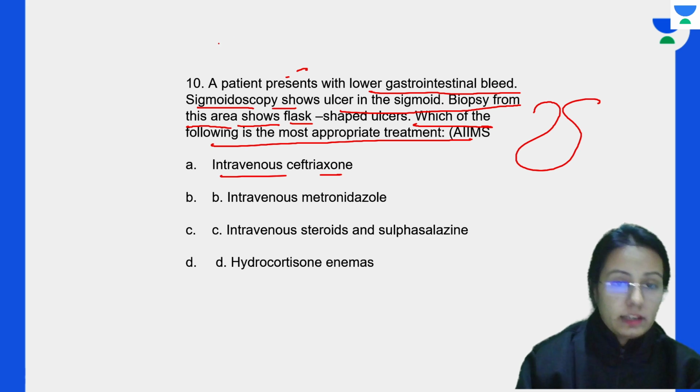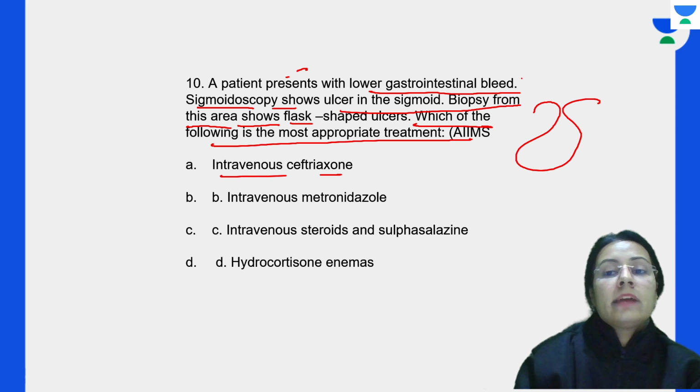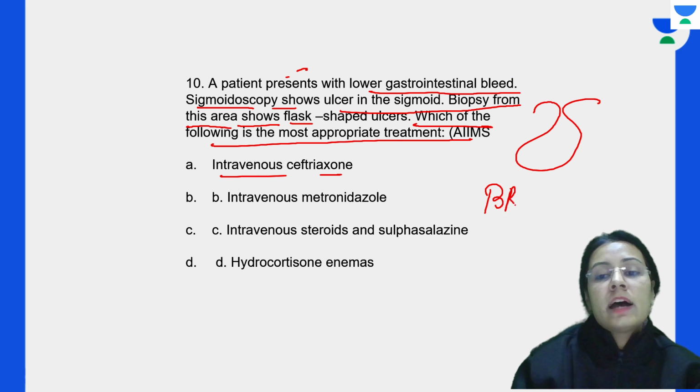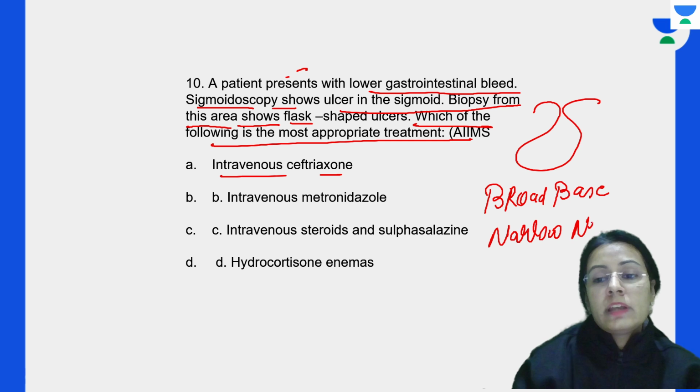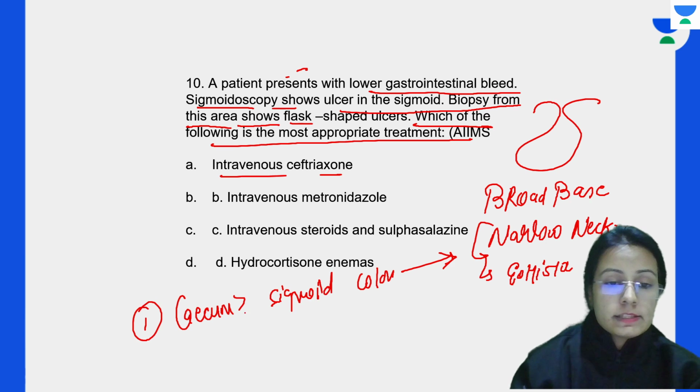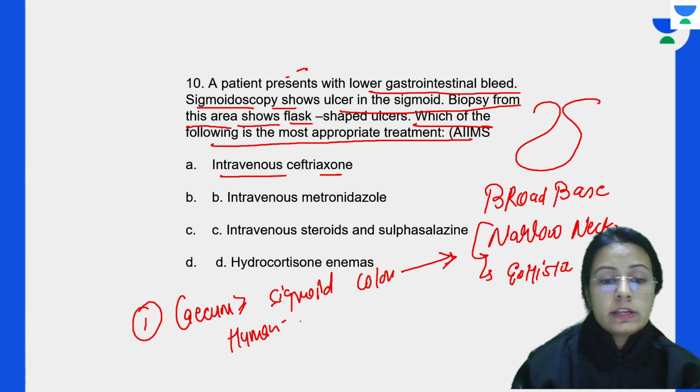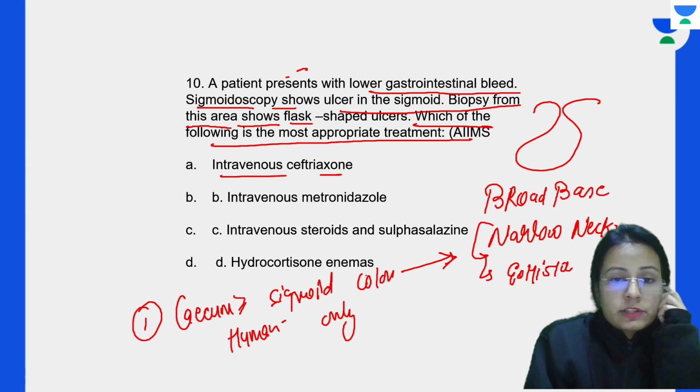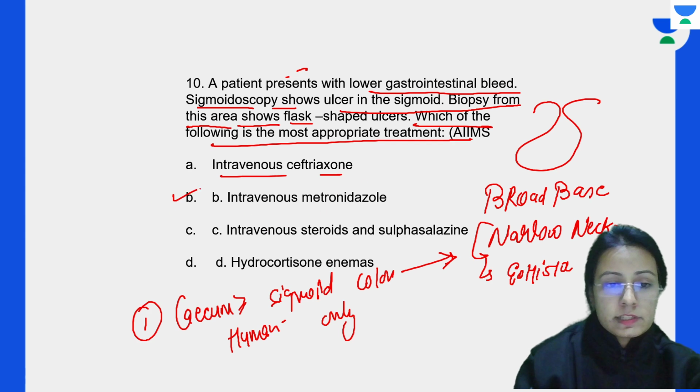Now the question is saying that a patient presented with a GI bleed with the typical flask-shaped ulcer, having a broad base with a narrow neck, which is classically present in Entamoeba histolytica. The most common site involved is the cecum, followed by the sigmoid colon, and they present with flask-shaped ulcers. Human is the only host. They have a single host, that is the human, and the treatment we give is tinidazole or metronidazole.